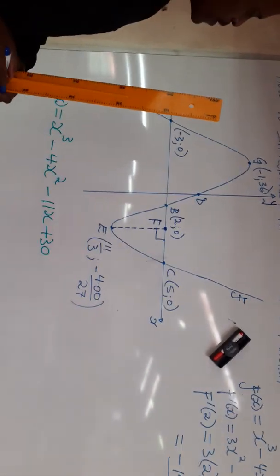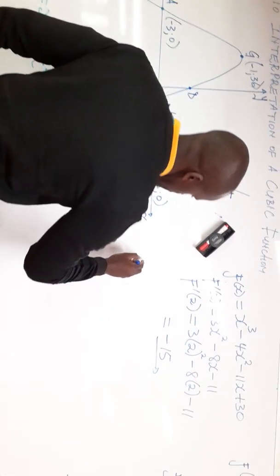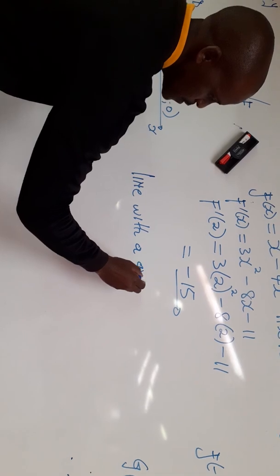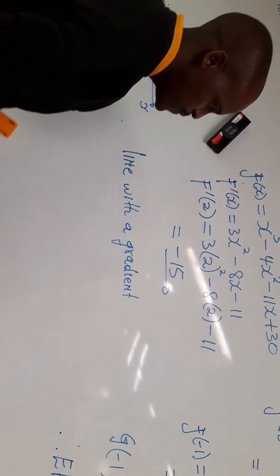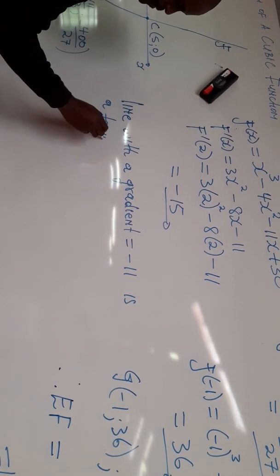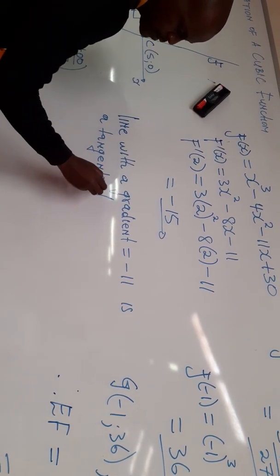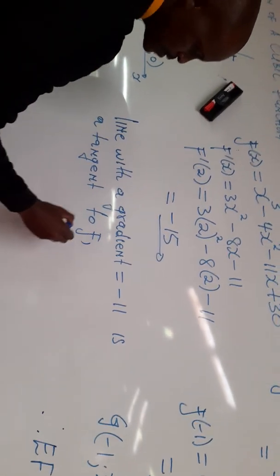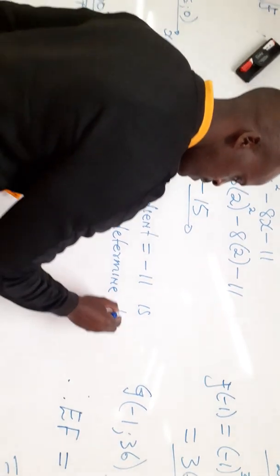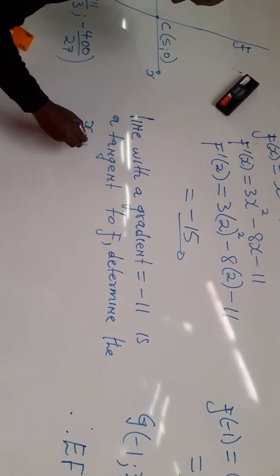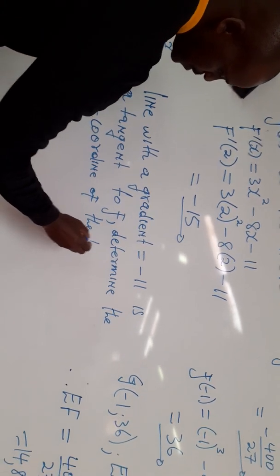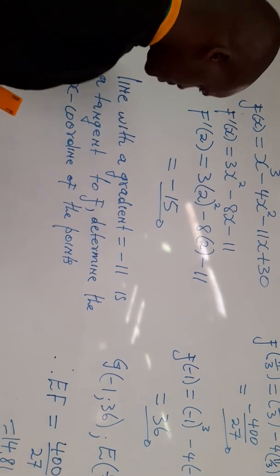A line with the gradient equal to negative 11 is a tangent to the curve f. And the question: determine the x coordinates of the points of contact. We are to find the x coordinates of the points of contact.